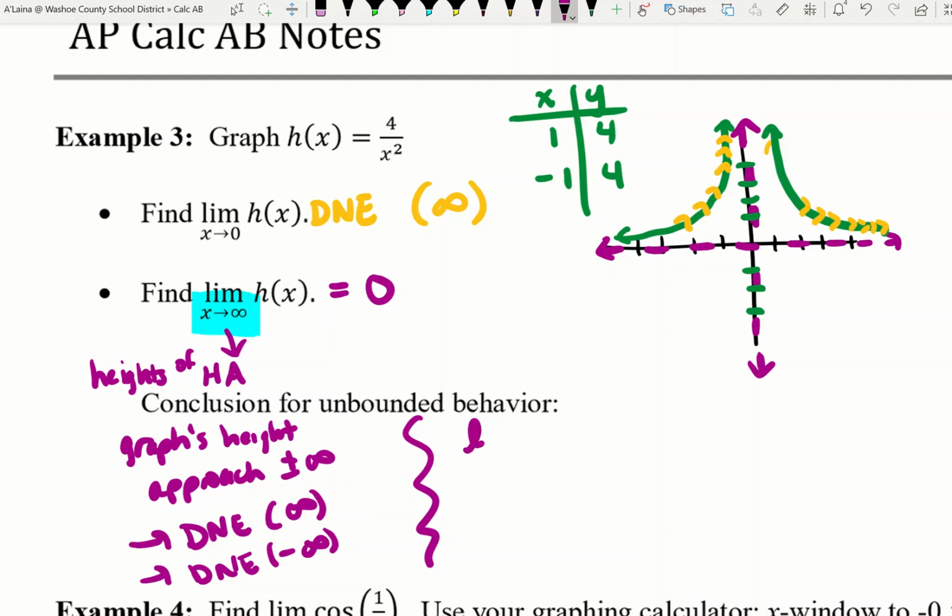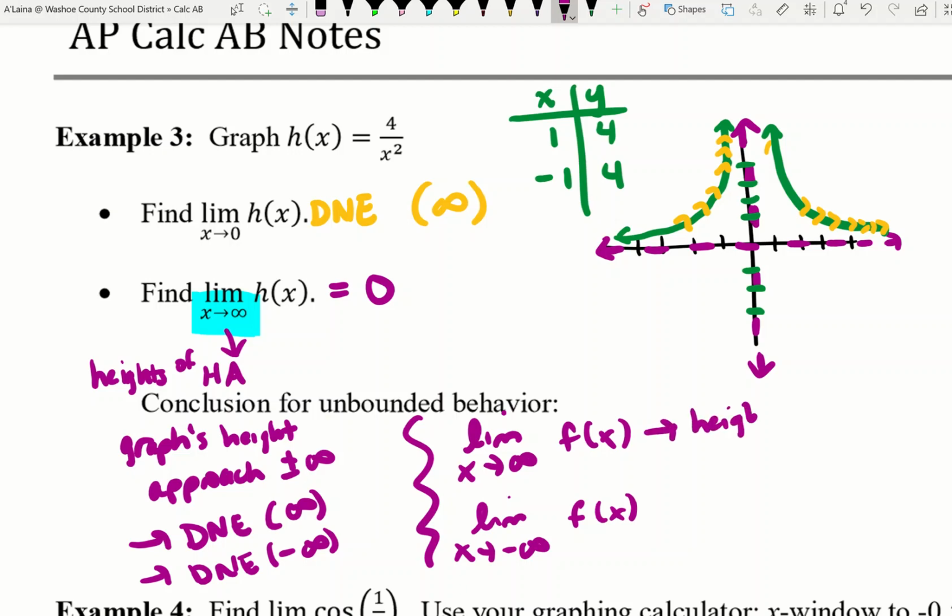However, if you are asked to find a limit as x approaches infinity, or as x approaches negative infinity for whatever function we're looking at, f or h or whatever, what we're looking at is this is asking you for the height of the horizontal asymptote on that side of the graph.